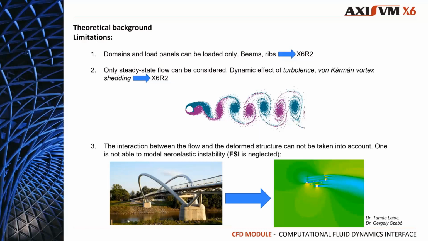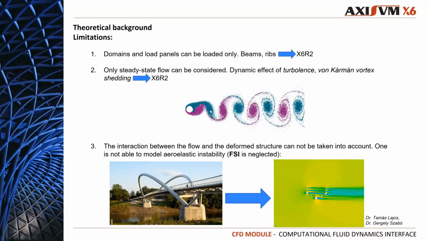And last but not least, the interaction between the flow and the deformed structure cannot be taken into account, which means that in this case, the engineer needs a so-called fluid structure interaction. So aeroelastic instability is not available with this module. Okay, so in this case, we need an interface which couples the velocity field of the flow at the boundary between the structure and the flow, to ensure that the velocity field is the same at the boundary of the structure and the flow. Okay, so in this case, we need a fluid structure interaction.